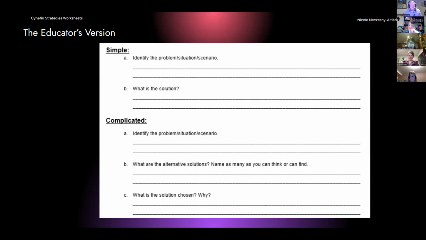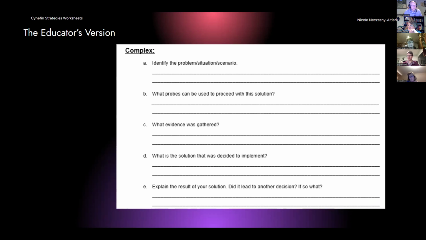So that's the reason why I have it stated like that. Then we go to our complex, identifying your problem. What probes did you use? What evidence did you gather? And obviously, I only put 2 lines for everything. But if we were really to use this, it could be a lot longer than this. It's just for space saving techniques at this point. That's why I only put 2 lines.